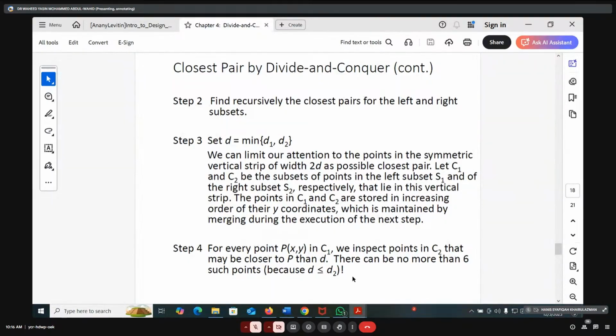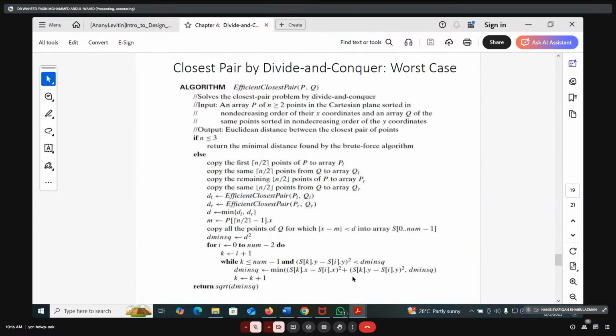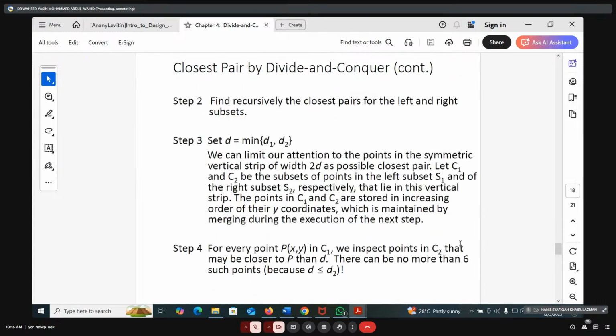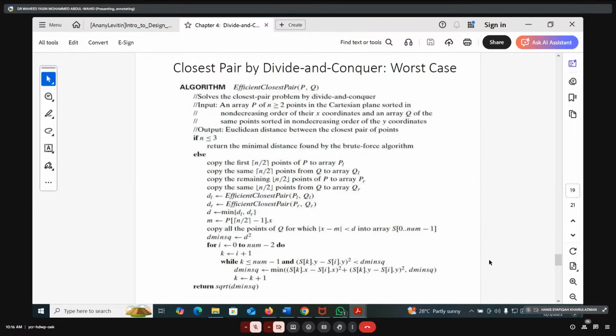So I will explain here in detail what is going on in this closest pair divide and conquer. Let's go to the algorithm first. So the algorithm, it says that here we have C1, C2, and these 6 points. What are the 6 points? Let us go through this algorithm.